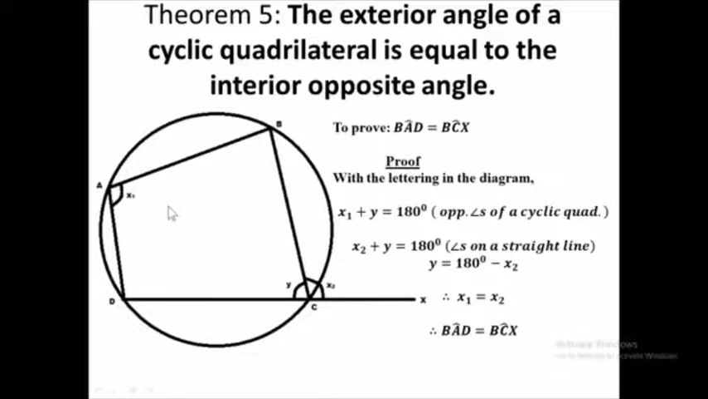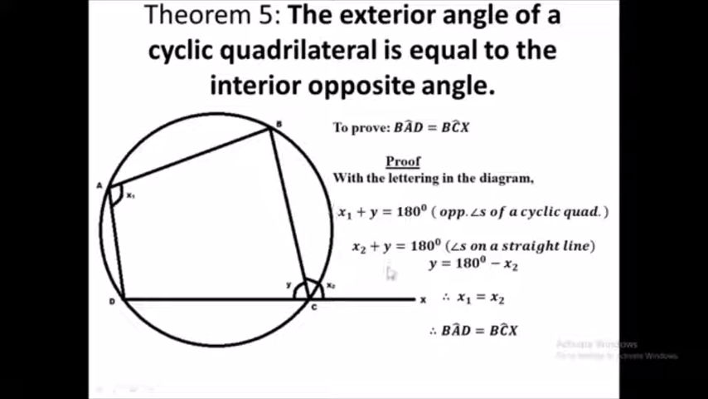But in our last theorem, which we just proved, we know that this angle x1 plus angle y here will give us 180 degrees. Reason being that opposite angles of a cyclic quadrilateral are supplementary. We just proved that now. x1 plus y will give us 180 degrees. Also, y plus x2 will also give us 180 degrees because of angles on a straight line. So if you subtract these two equations, y minus y will give us 0, 180 minus 180 will give us 0. So you'll have x1 minus x2 giving us 0.